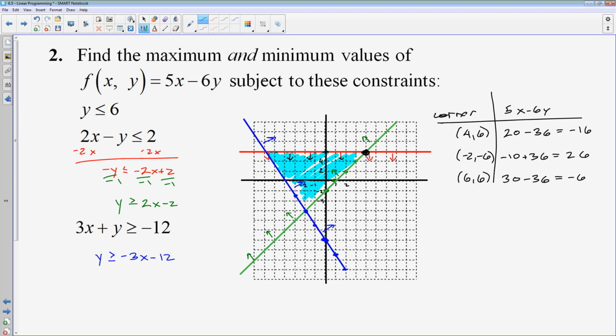And so I now look at those, and my maximum value is 26. So I have a maximum value of 26 at the ordered pair negative 2, negative 6. And then I have a minimum value of negative 16 at the ordered pair 4, 6. So there are the answers to that one. I'll try not to be that mean to you where you have to do these crazy scales on the y-axis.